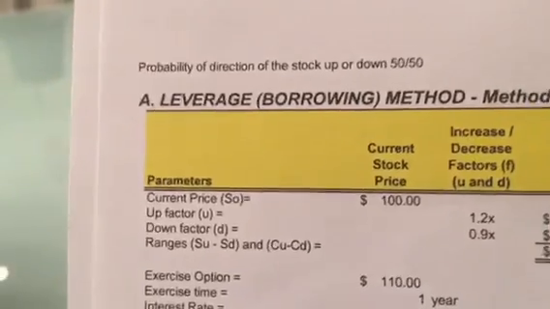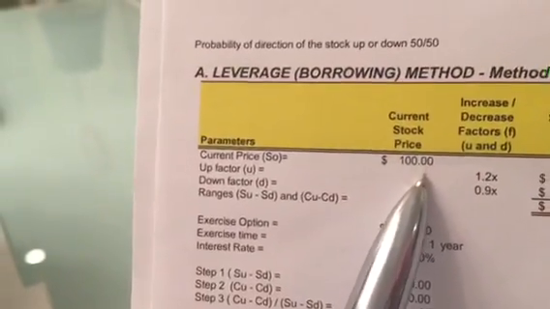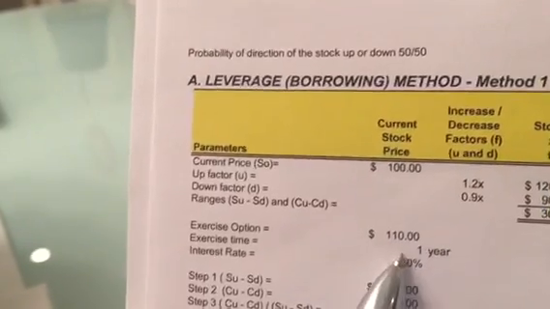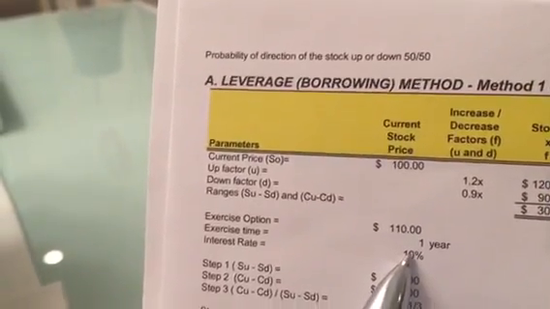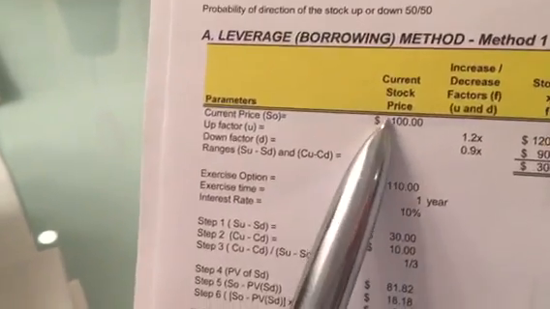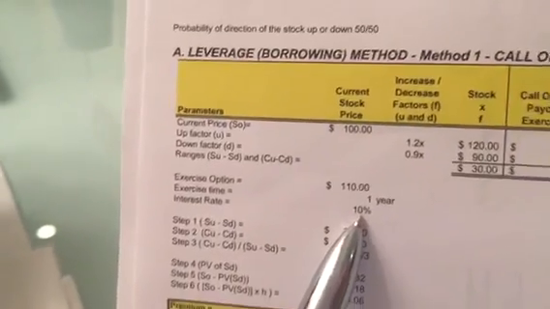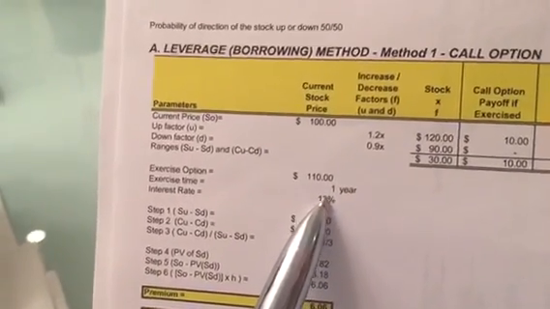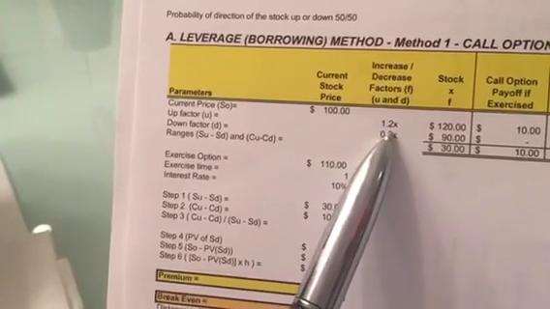So you're going to get the stock price. I'm going to give you the stock price, okay, 100. Then I'm going to give you the exercise price. I give you the exercise time a year from now. So you're betting that the stock is going to be 110 a year from now. It's 100 today. And there's a 10% interest, which you're going to use later for the binomial pricing model for present value purposes. Then I'm going to give you the up and down factors.